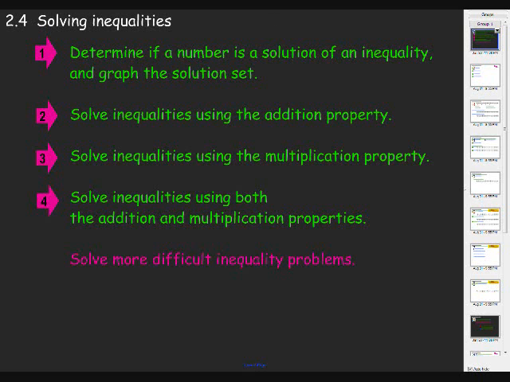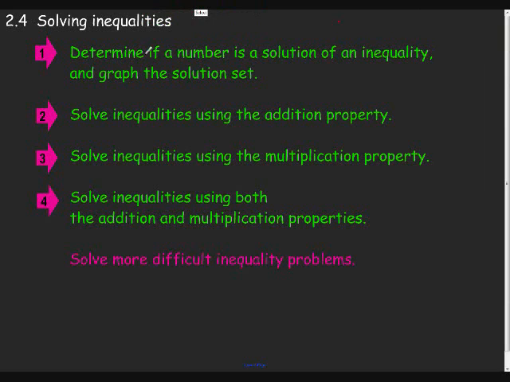The things we want to keep in mind here: determining if a number is a solution. This is fairly easy. We just plug it in and see if it works. Graphing the solution sets. There's a few things we have to remember there. One of them is, when do we use a solid dot and when do we use an open dot? We'll get into that in a few minutes.